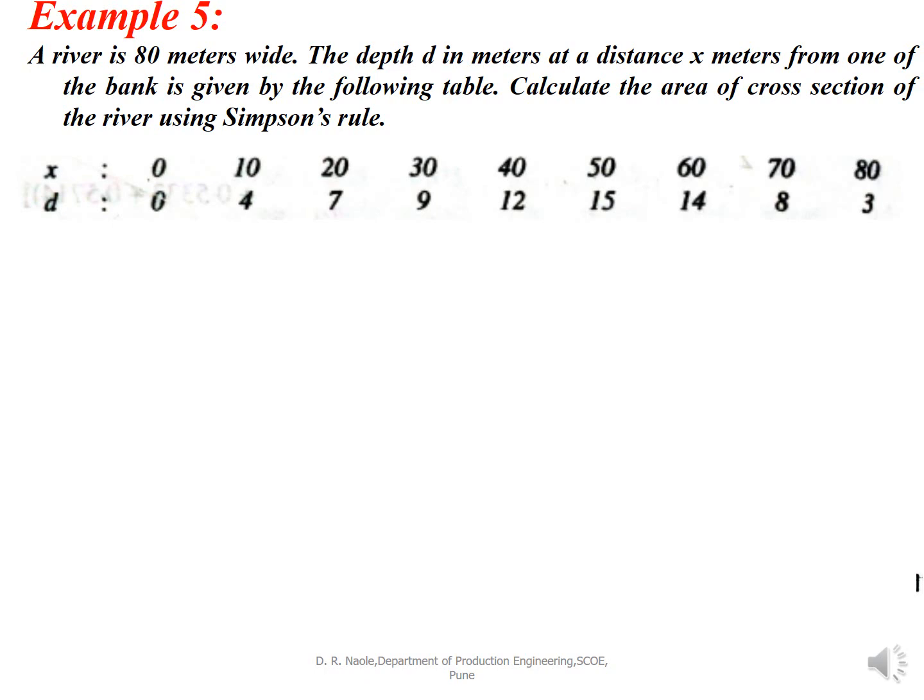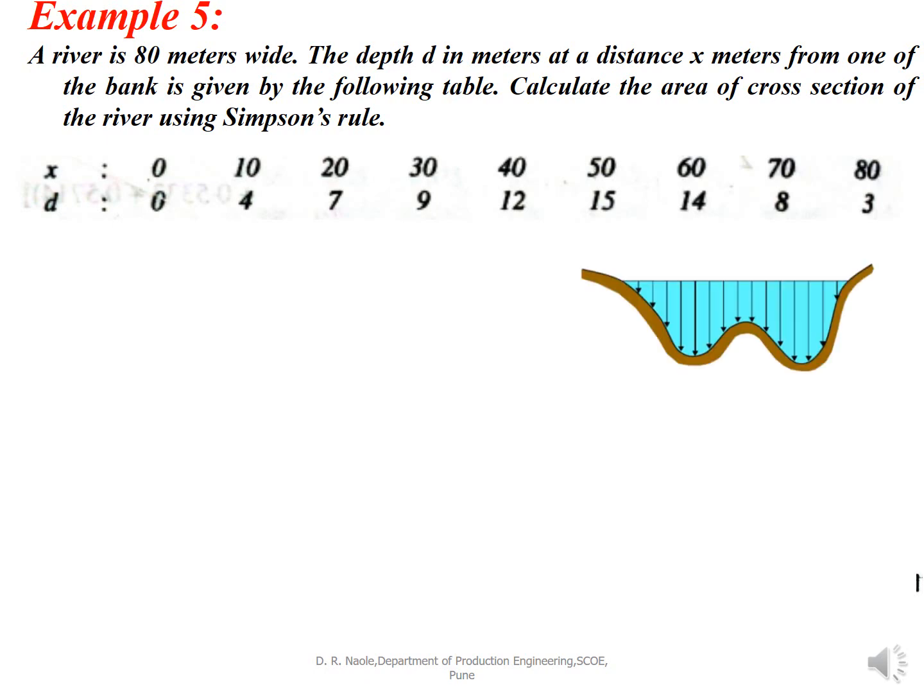Go to the last problem here. As we had seen in the applications of numerical integration, a water resource engineer may be interested to know the cross-sectional area of a river. This is a problem related to that application. Here a river is 80 meters wide. The depth d in meters at a distance x meters from one of the banks is given by the following table.